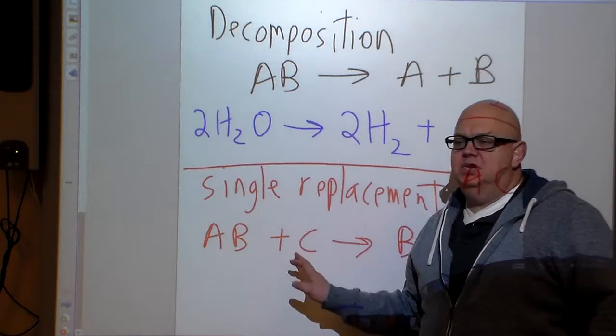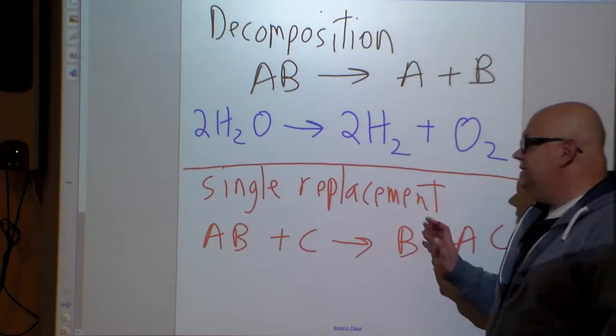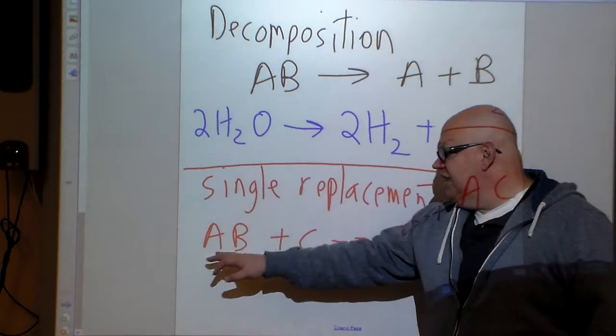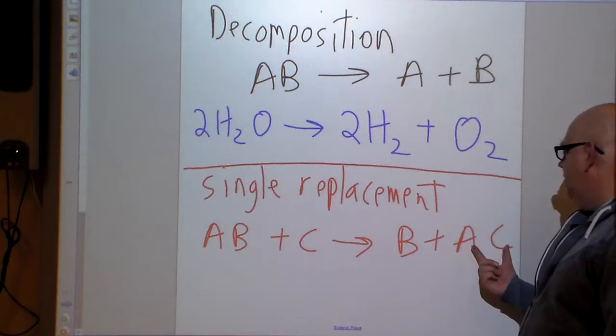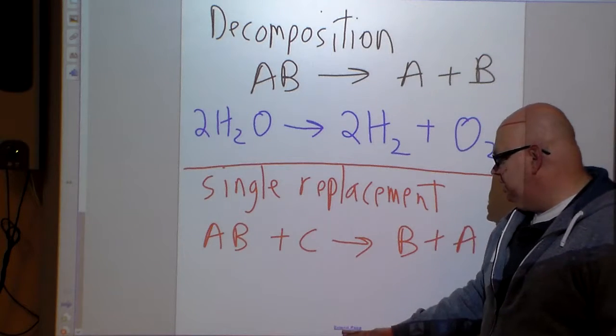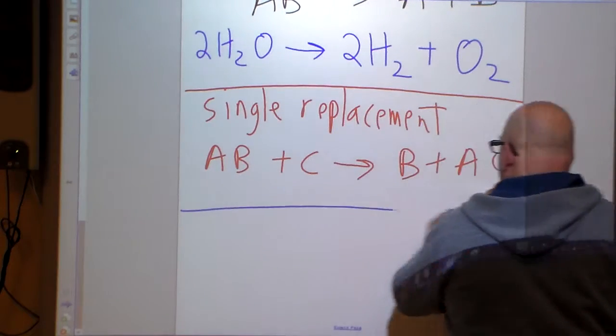One thing gets substituted for the other, and that's really what you're seeing here. Okay, that's a single replacement. I was thinking in terms of the order, but you're still getting the same thing. AB is one thing plus C. You get B kicked out and you get A and C together as one. This is a single replacement. Okay, our last one, ladies and gentlemen.